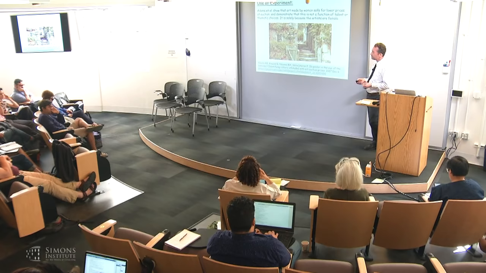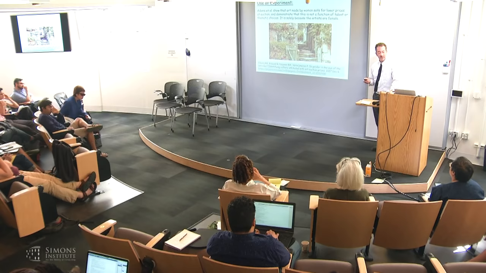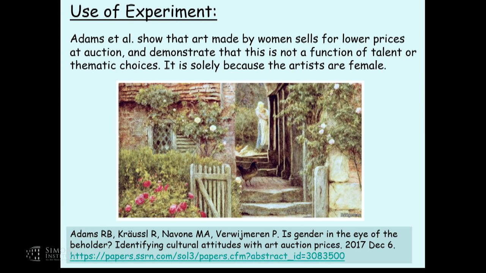The other important element of this is the use of experiment, because I'm describing things in observational data, but we often use experiments in order to identify discrimination more directly. So here's an example of another recent paper by Adams looking at the gender disparity in the price at auction of art. They analyzed 46 years of art auctions and 2 million transactions, and they found that women artists got paid about 40% lower than men.